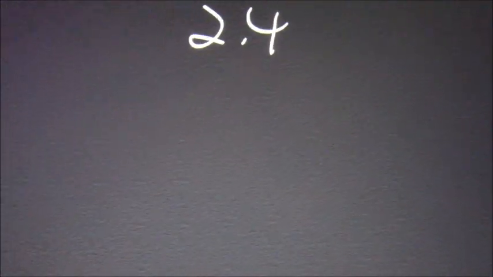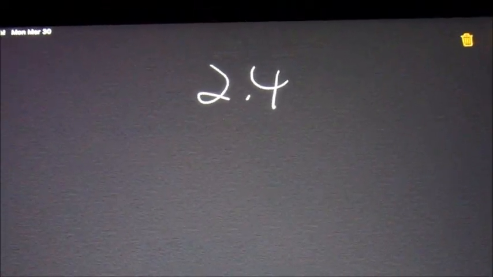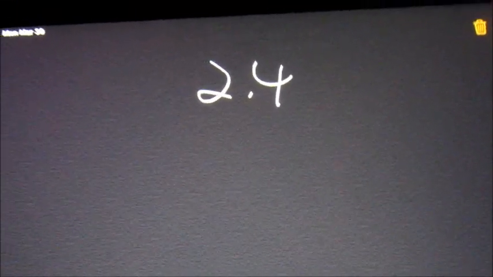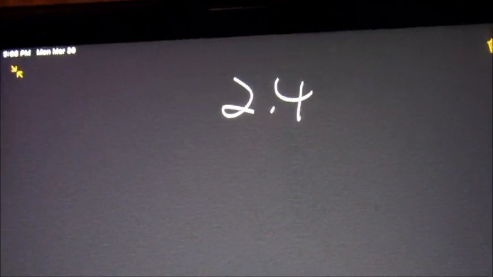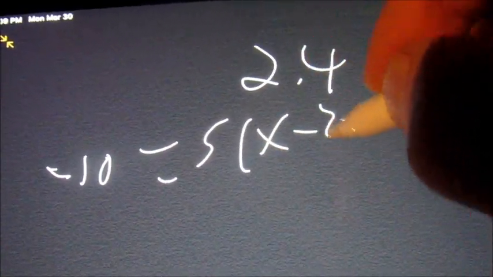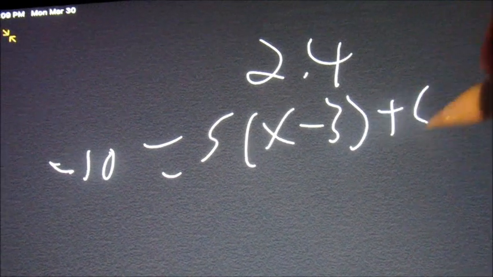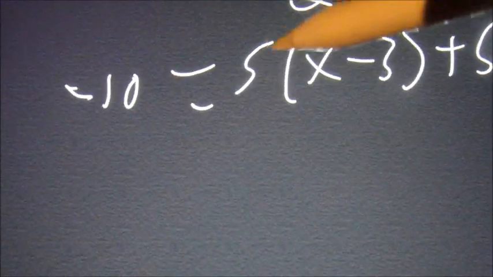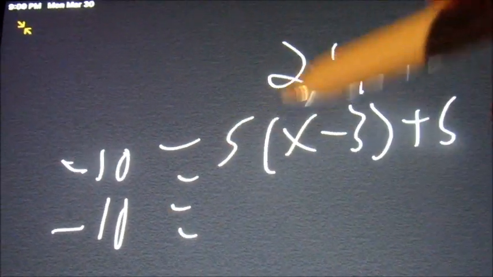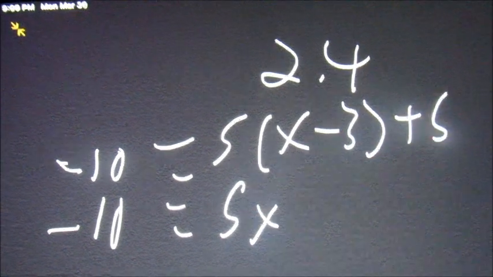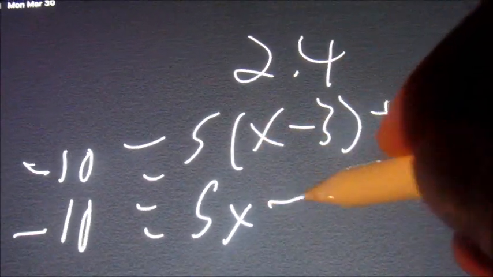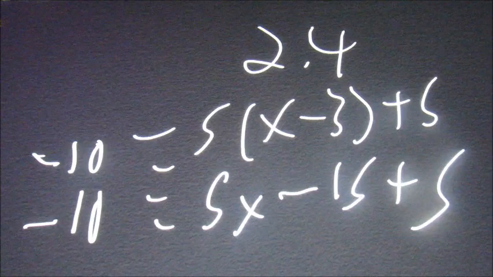Here's section 2.4. We're pretty much going to continue what we were doing in the last few sections. So the first one is going to be something like -10 equals 5(x - 3) + 5. So the first thing we have to do here is distribute this 5. So we're going to keep -10 equals 5 times x is 5x. 5 times -3 is minus 15 plus 5.